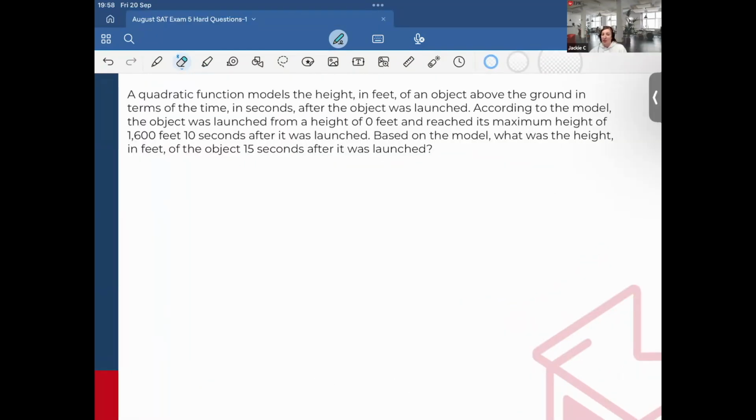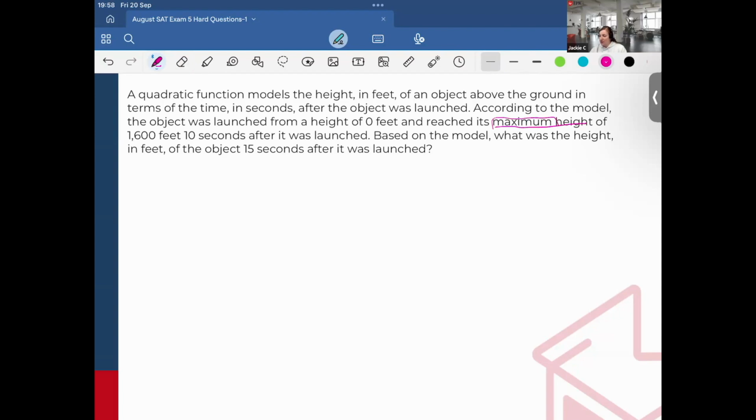This one, a quadratic function models the height in feet of an object above the ground in terms of time in seconds after the object was launched. According to the model, the object was launched from a height of 0 feet and reached its maximum height of 1,600 feet 10 seconds after it was launched. Based on the model, what was the height in feet of the object 15 seconds after it was launched?